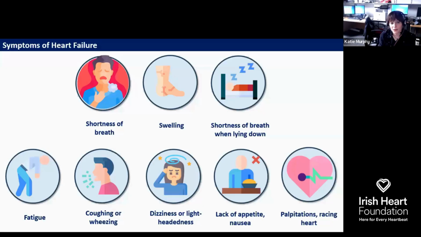And so, what symptoms might you have from heart failure? So, the classic ones that we all are aware of are shortness of breath, swelling of your legs, and then particularly shortness of breath when you're lying down and that fluid has more of a chance to back up into your lungs. Fatigue can be a really huge part of heart failure, and a lot of our patients would struggle with fatigue, and we have some things to help with that.